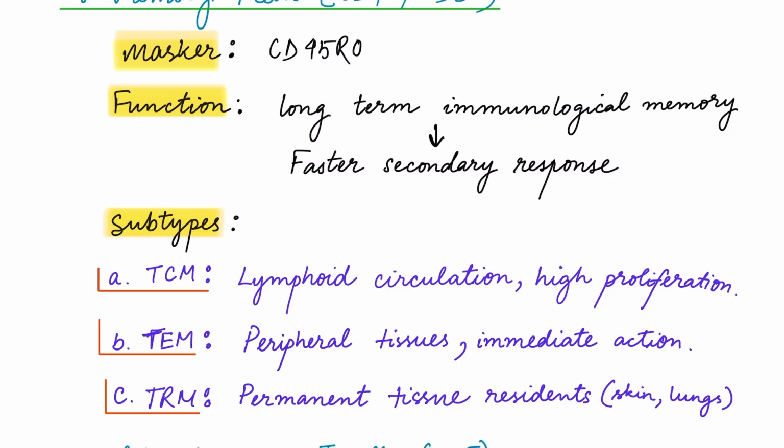Central memory T cells or TCM circulate through lymphoid organs and have a strong capacity for proliferation when they re-encounter the antigen. Effector memory T cells or TEM reside mainly in the peripheral tissues and can act immediately without needing further activation. Resident memory T cells or TRM permanently stay in specific tissues such as the skin, lungs, and mucosal surfaces, providing a localized and rapid response against reinfection.